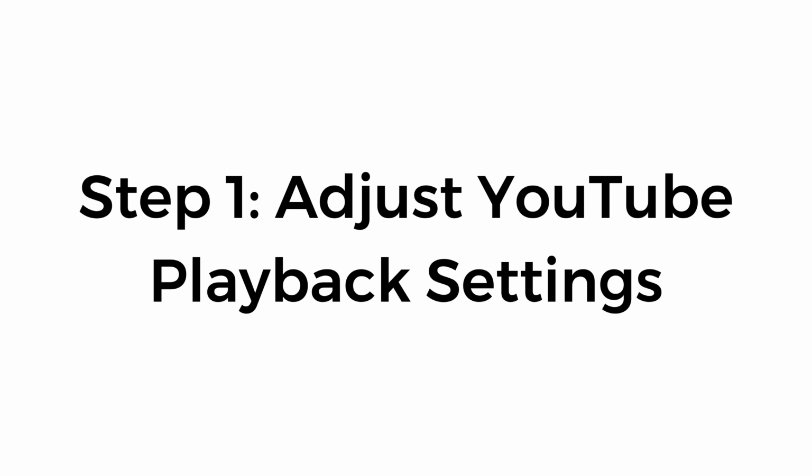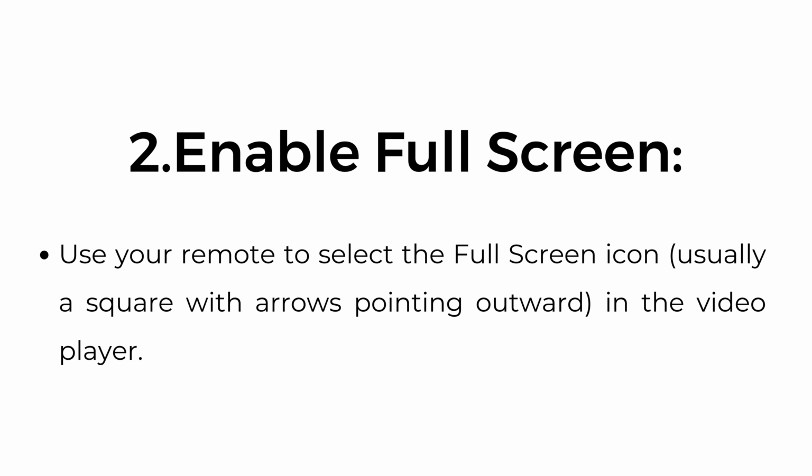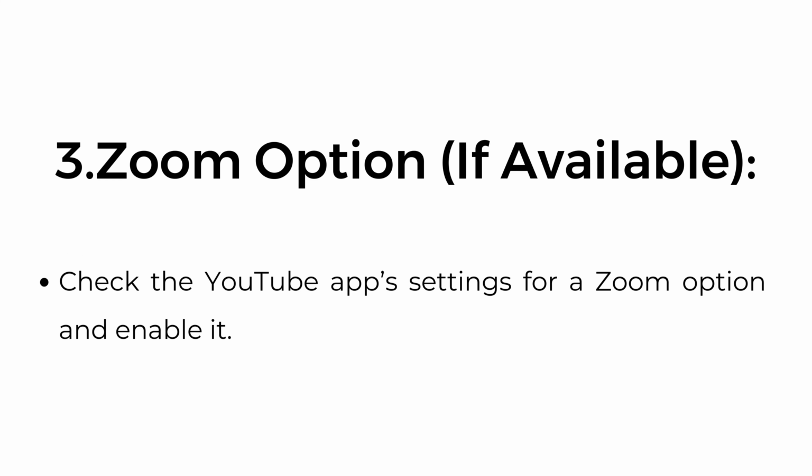Adjust YouTube playback settings. Play a video: open YouTube TV and play any video. Enable full screen. Use your remote to select the full screen icon, usually a square with arrows pointing outward, in the video player. Zoom option, if available. Check the YouTube app settings for a zoom option and enable it.